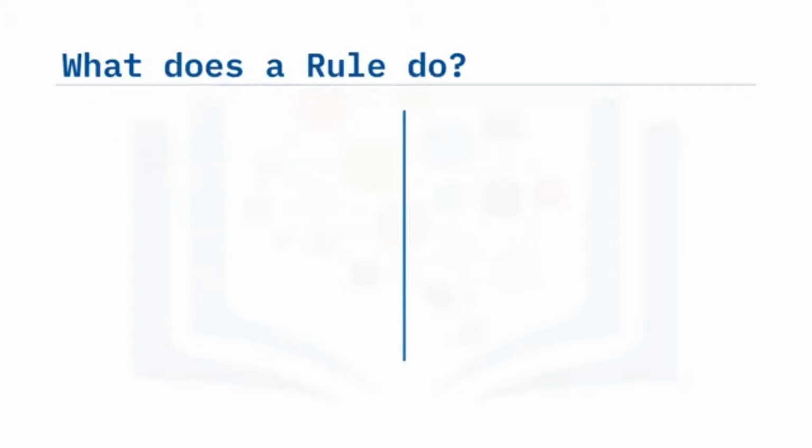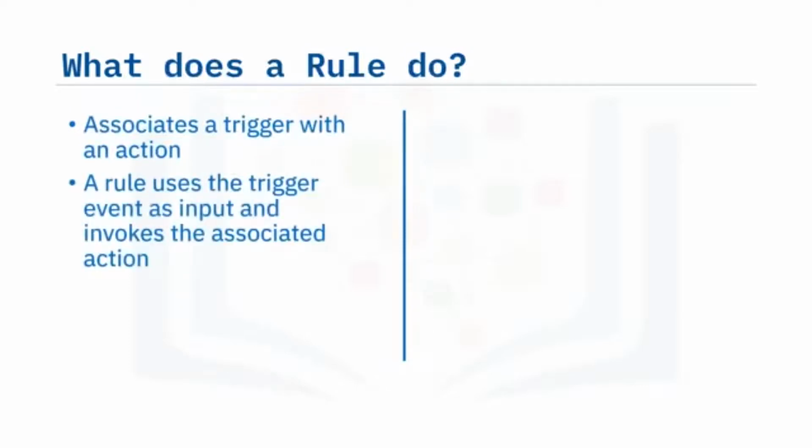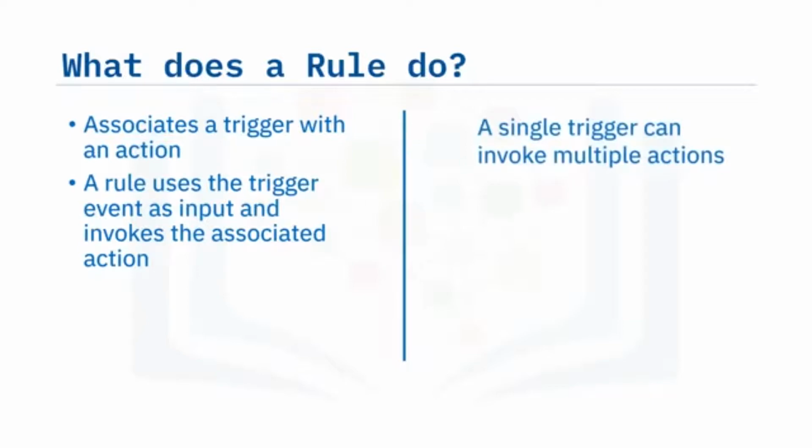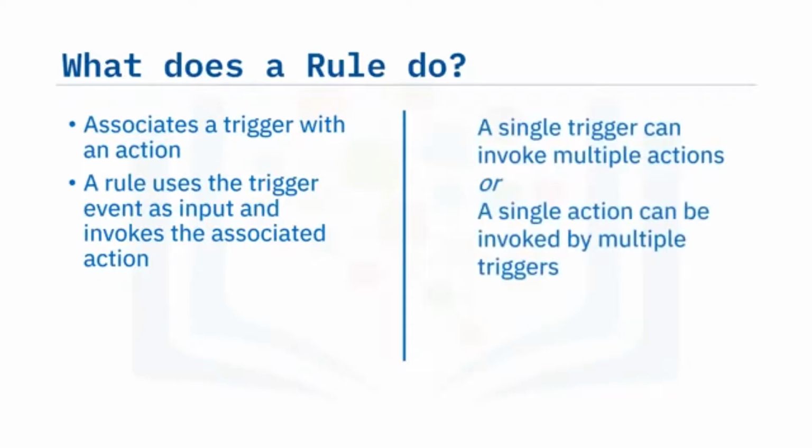A rule associates a trigger with an action. Every time the trigger fires, the rule uses the trigger event as input and invokes the associated action. With the appropriate set of rules, a single trigger event can invoke multiple actions, or a single action can be invoked as a response to events from multiple triggers.